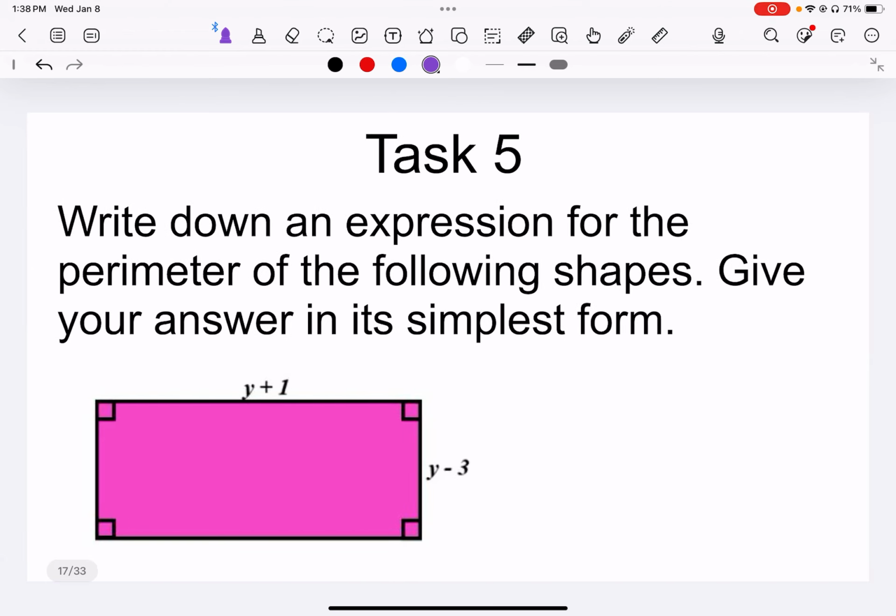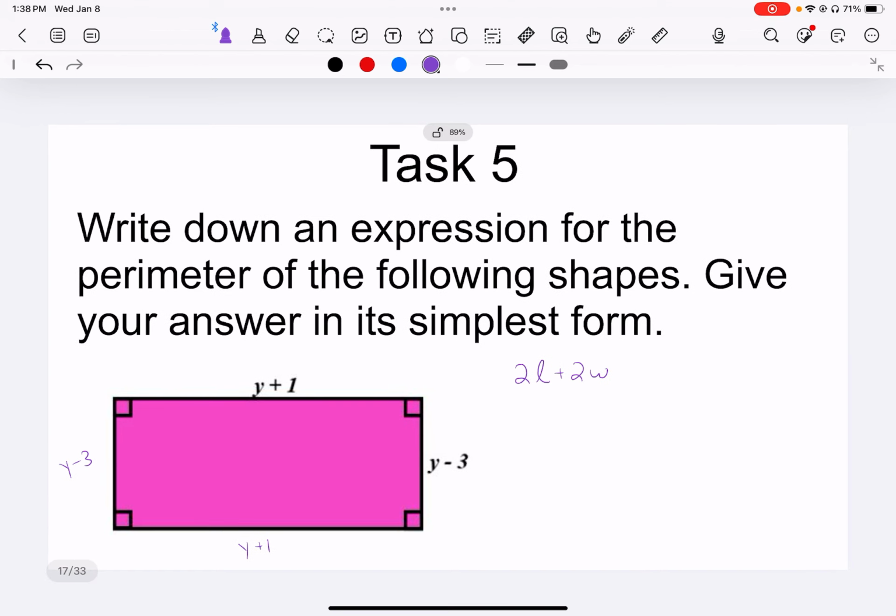And task 5. Write down an expression for the perimeter of the given shape. Give your answer in simplest form. Now since this is a rectangle, my formula for the perimeter of a rectangle is 2L plus 2W, because there's 2 lengths and 2 widths. Even though they only show one of them, it mirrors it on the other side. This is y minus 3. This is y plus 1.